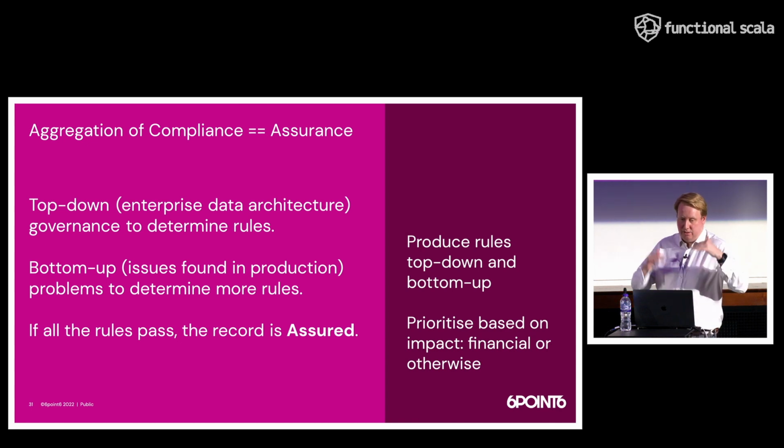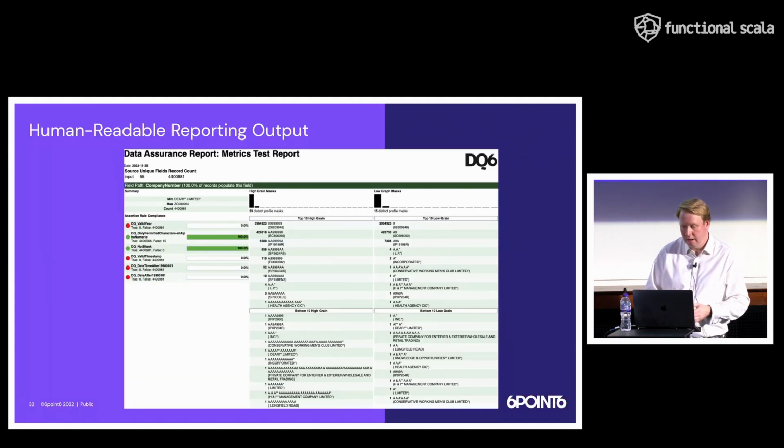And by aggregating all those rules, we're basically doing two things. Top down, enterprise data architecture governance to determine what the rules should have been in their design. And then bottom up evaluation of issues found in production. So whenever there have been problems that haven't been covered by the EDA work, but have been problems in the past, I can take all of those, make rules for all of them, and if all those rules pass, then you can say those records are assured. And then you can say how much assurance, what percentage of records are assured, basically, right?